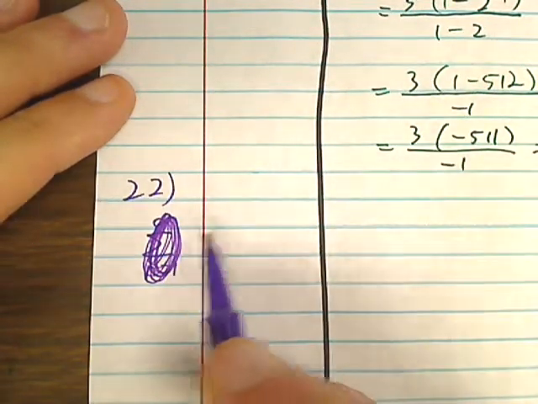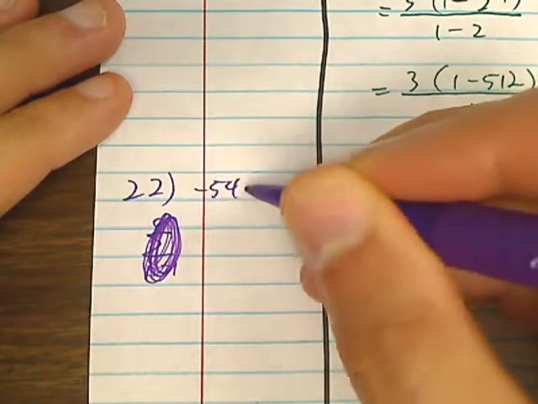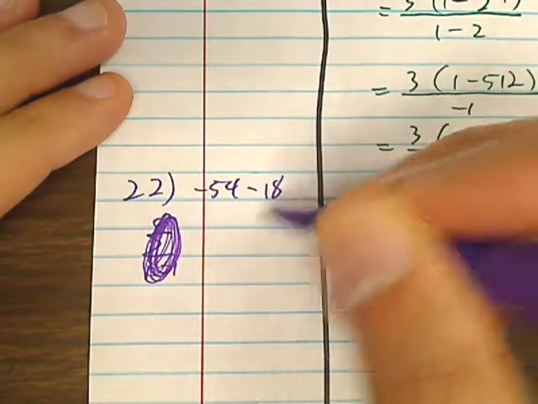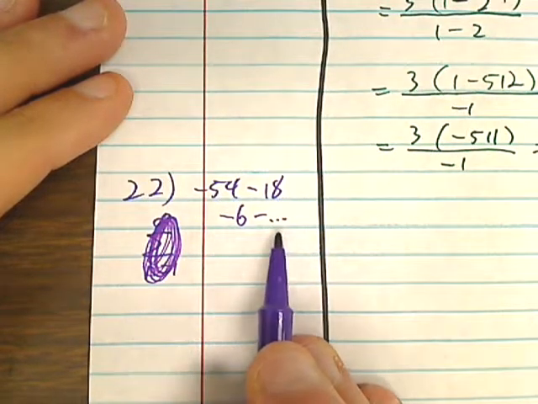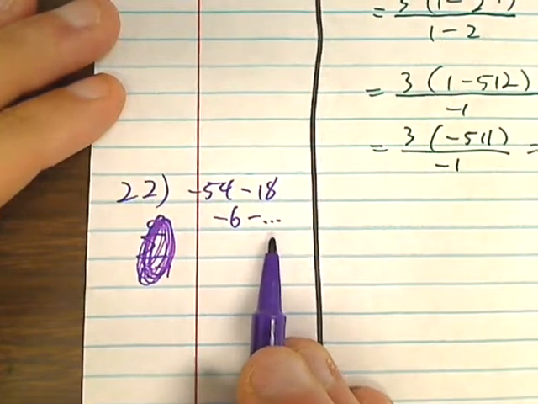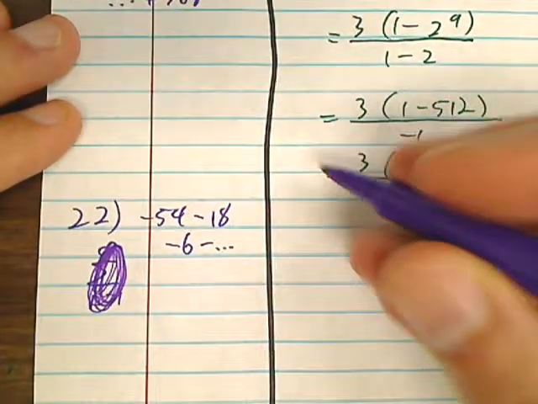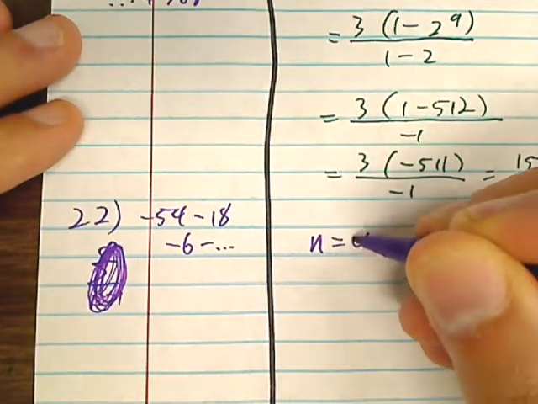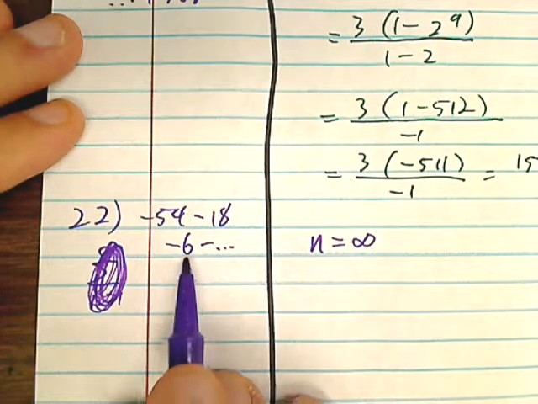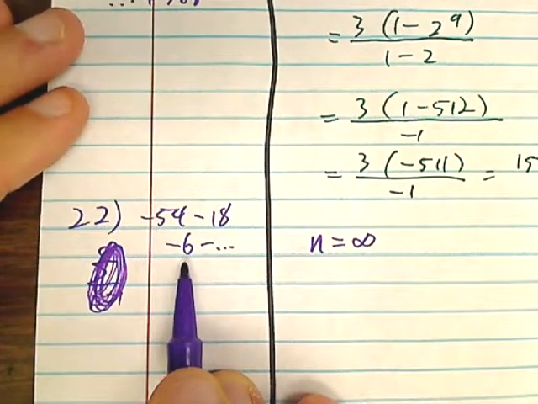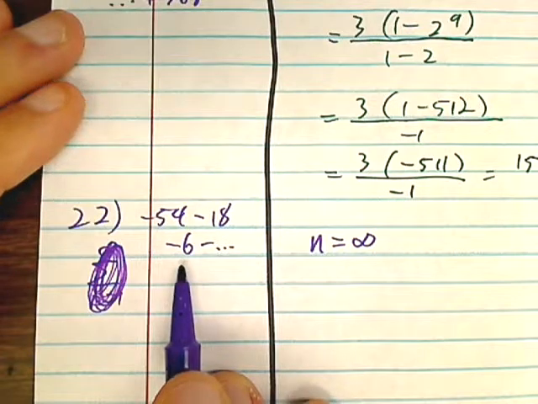So number 22, you have negative 54, minus 18, minus 6, minus dot dot dot. This dot dot dot at the end means that n is infinite. It's going to go on forever. Okay, so find the ratio, see if it converges or diverges, and then find the sum if you can. Good luck.